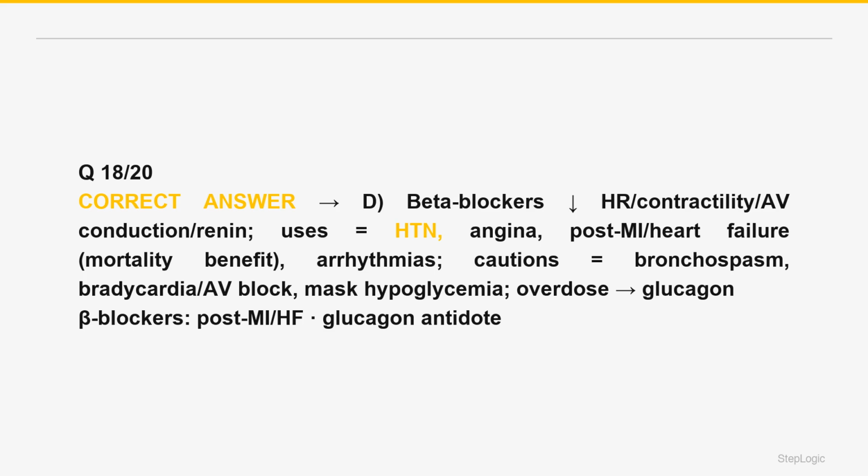In diabetics, they mask hypoglycemia warning signs and may delay recovery. In acute decompensated heart failure, they're held. Overdose with bradycardia and hypotension is treated with glucagon, which raises cardiac cAMP independently of beta receptors. The beta blocker with bronchospasm, bradycardia cautions, and glucagon antidote is correct.